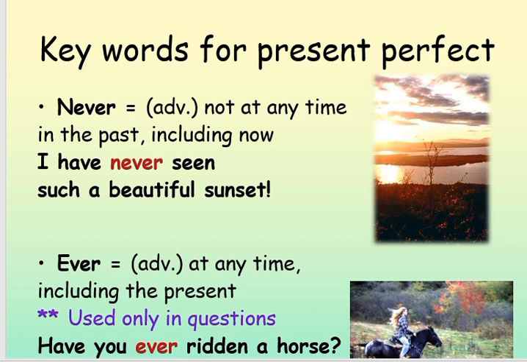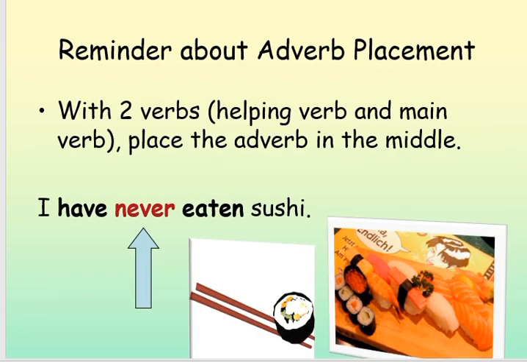Never. Never is also an adverb. Not at any time in the past, including now. Okay, I have never seen such a beautiful sunset. Ever. Ever is an adverb meaning at any time, including the present. Used only in questions. Have you ever ridden a horse?